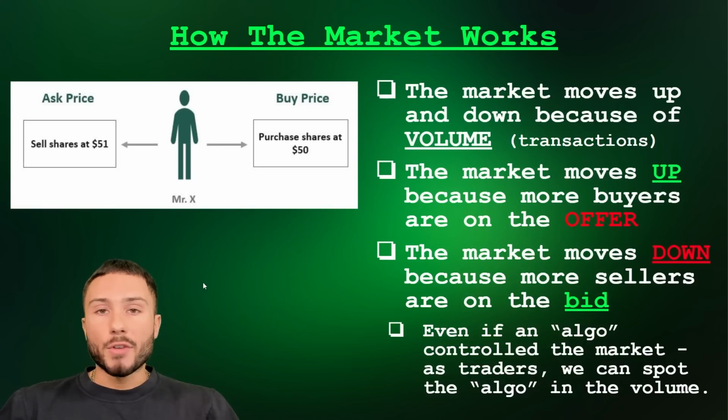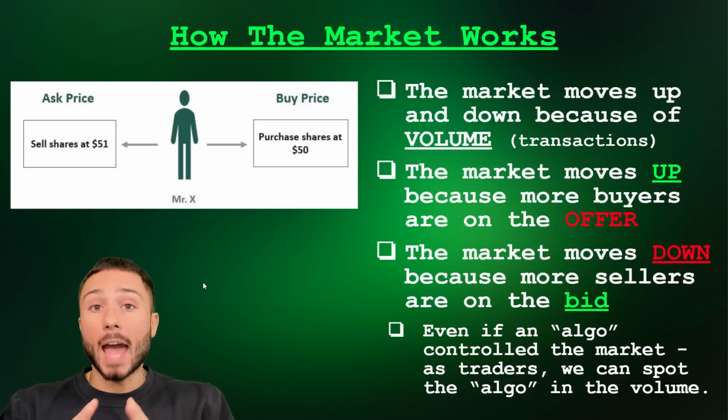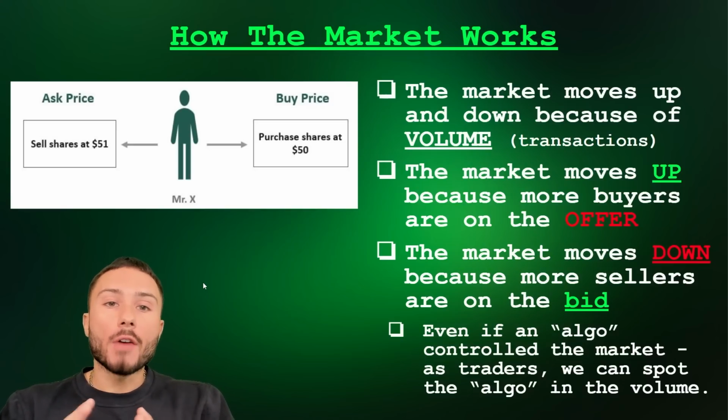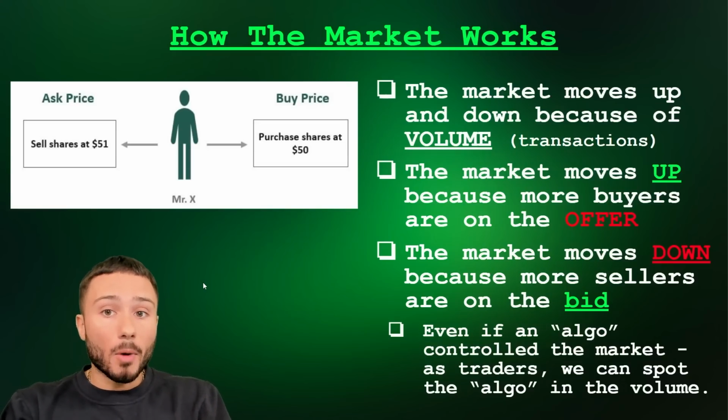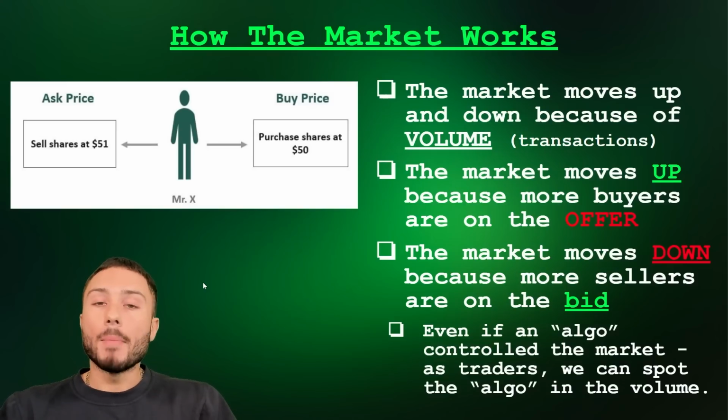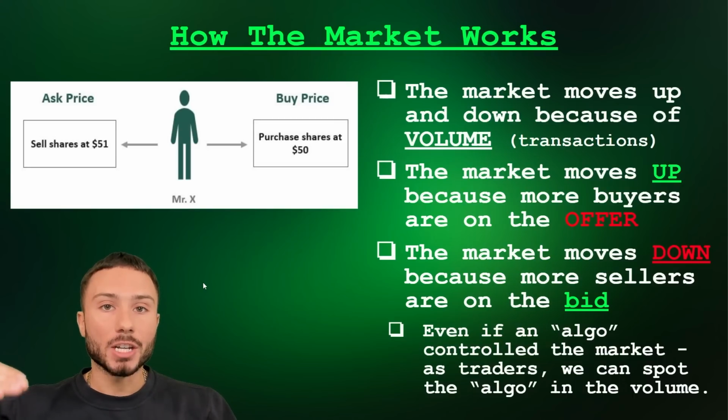The first thing every individual trader has to understand, regardless of your trading strategy, is we must understand how a market actually works and how a market is very similar to any other auction place out there. Any market or any auction simply moves up and down because of transactions occurring. What we can call transactions in the stock market is essentially the volume. How many traders are buying and how many traders are selling.